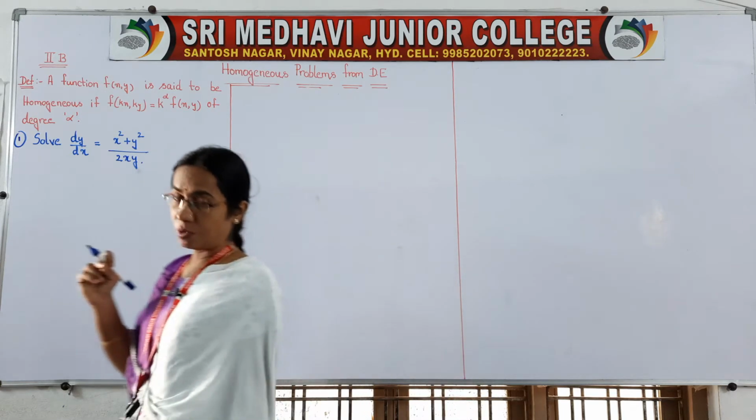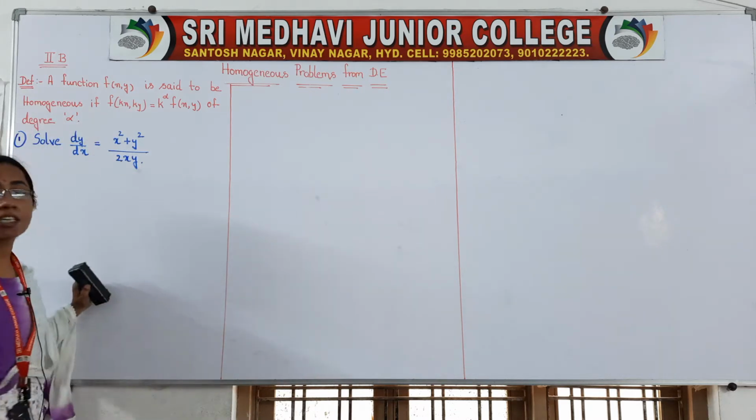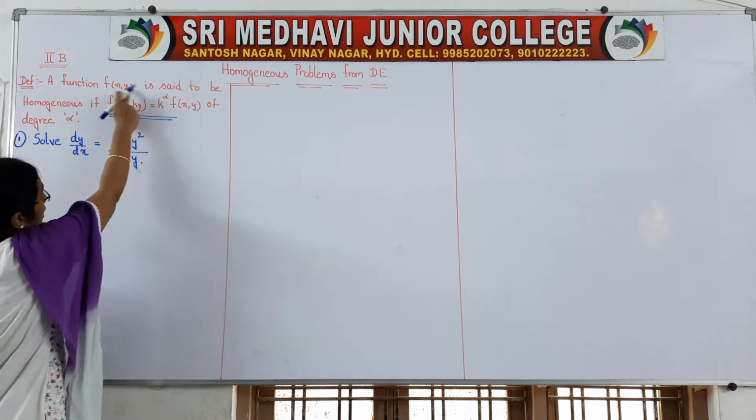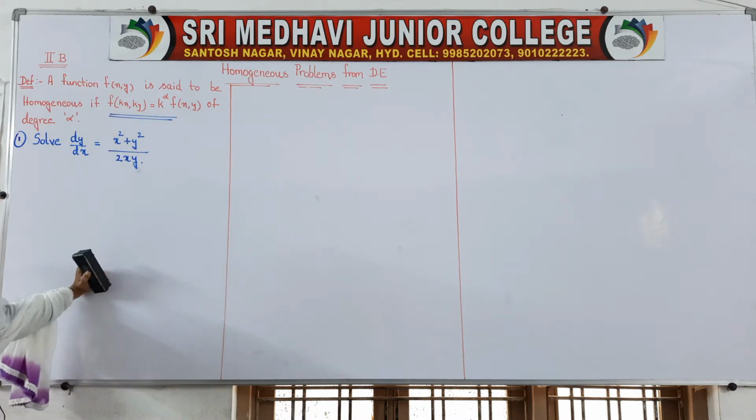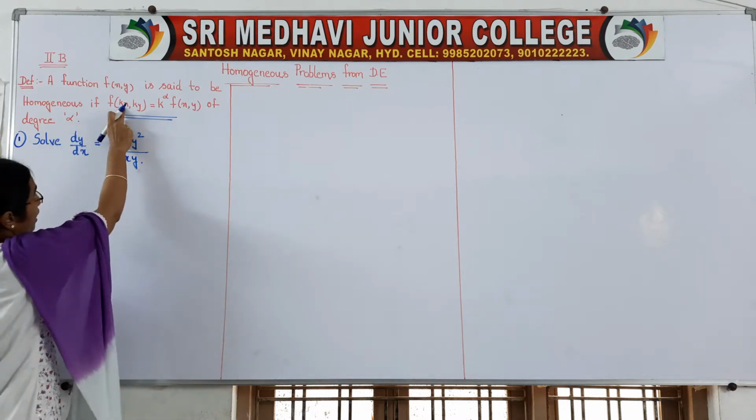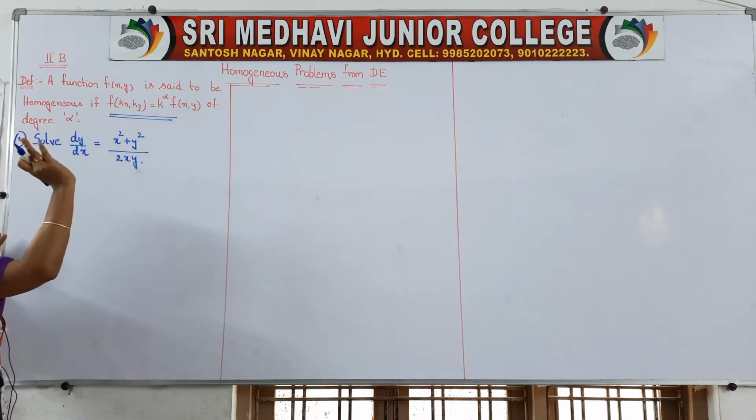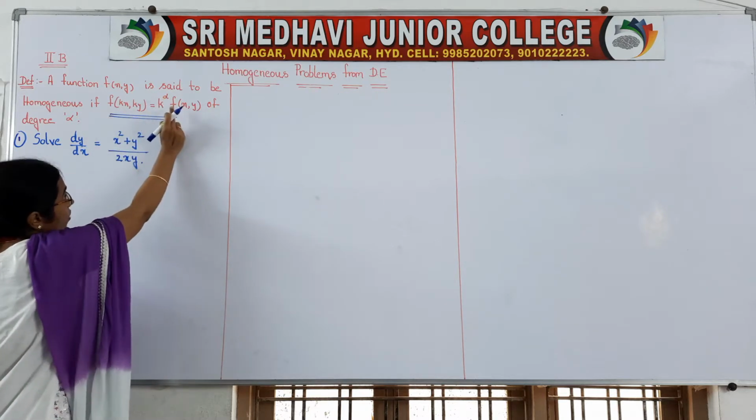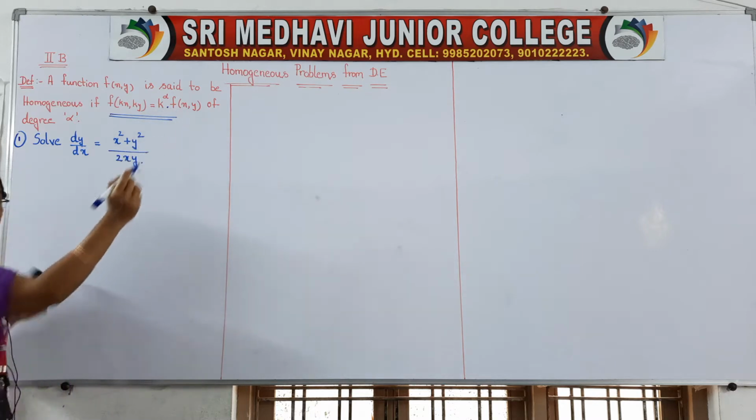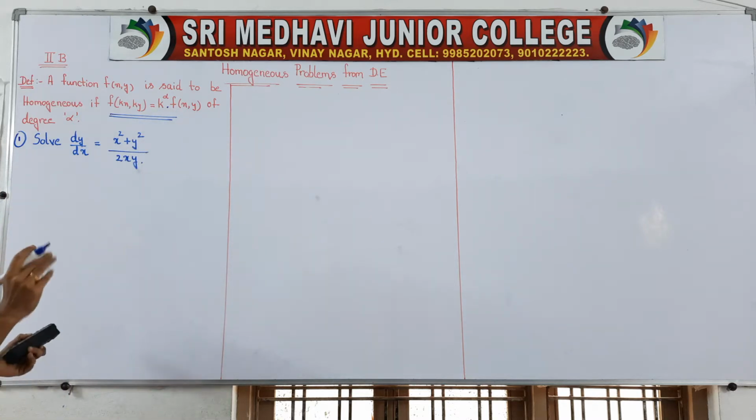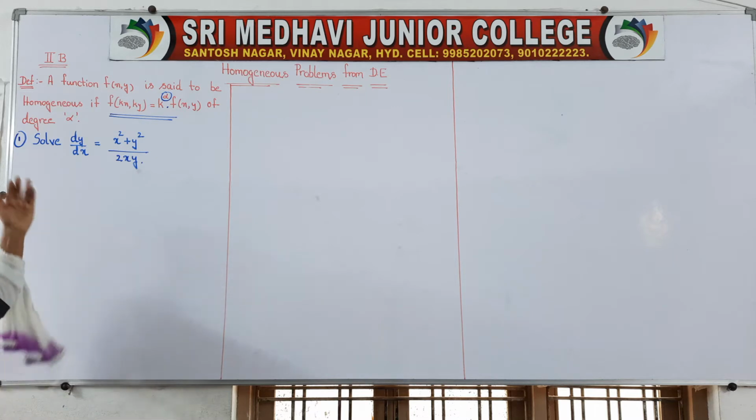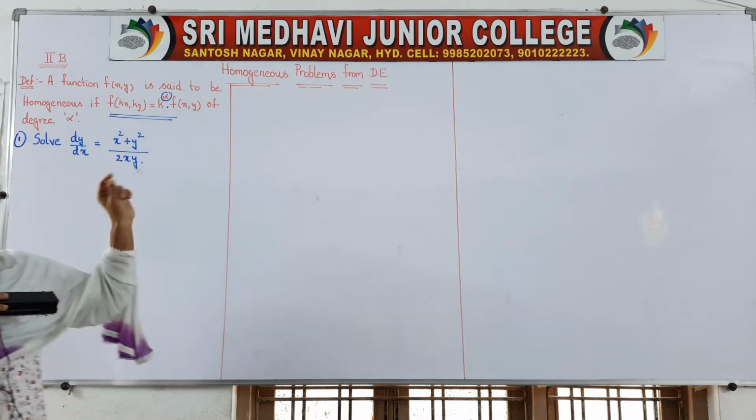Okay, so when can we say any function is homogeneous? Suppose there is one function f of x comma y, in which in the x place we have taken kx and in the y place we have taken ky. So f of kx comma ky is equal to k to the power of alpha into f of x comma y. Then we can say that the function is a homogeneous function of degree alpha.